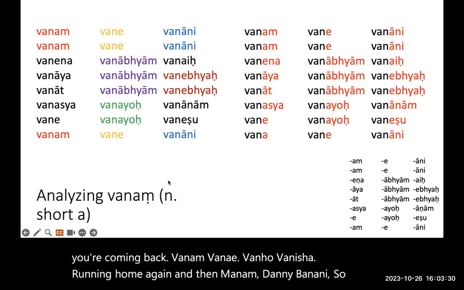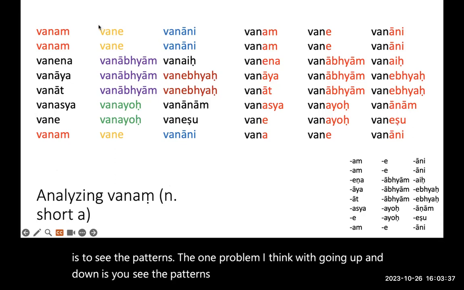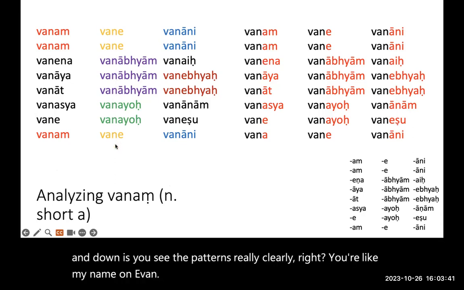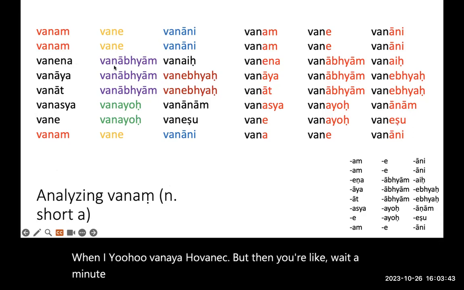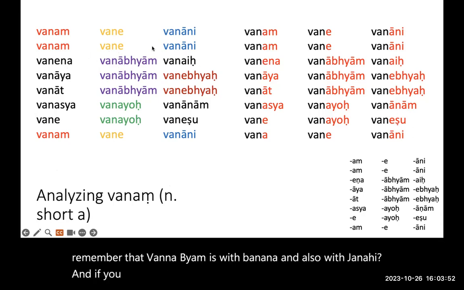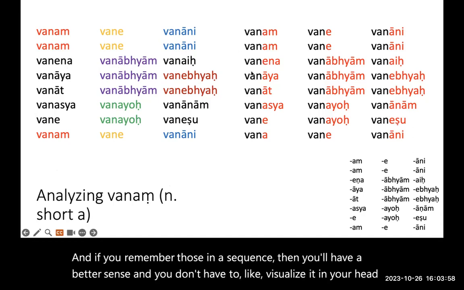So the goal is to see the patterns. The one problem I think with going up and down is you see the patterns really clearly, right? You're like, vane, vane, vanabhyam, vanabhyam, vanabhyam, vanayoho, vanayoho, vane. But then you're like, wait a minute, what does vanabhyam connect to? You don't remember that vanabhyam is with vanena and also with vanaihi. And if you remember those in a sequence, then you'll have a better sense and you won't have to visualize it in your head as you're reading.